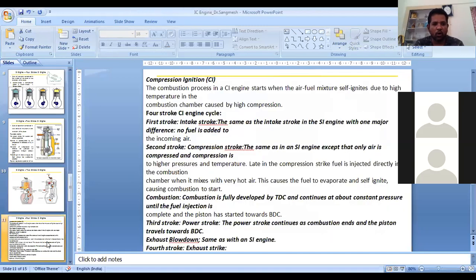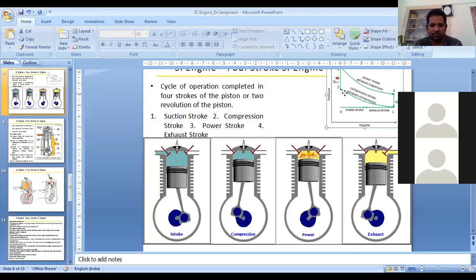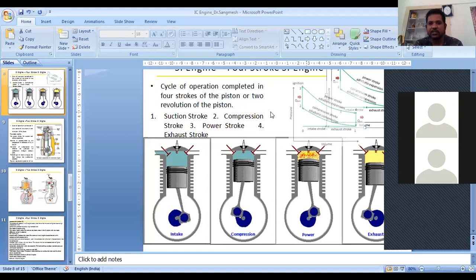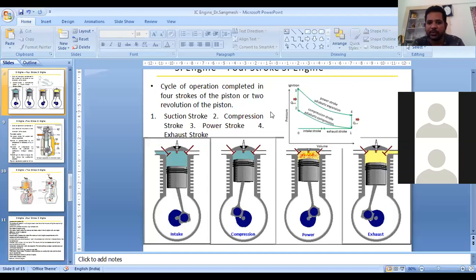Now we'll move on to the CI engine. CI engine is nothing but the diesel cycle, we call it. Before we move on to that, we'll go through a PV diagram here. As you can see, all petrol vehicles operate on the Otto cycle, or we call it a constant volume cycle.